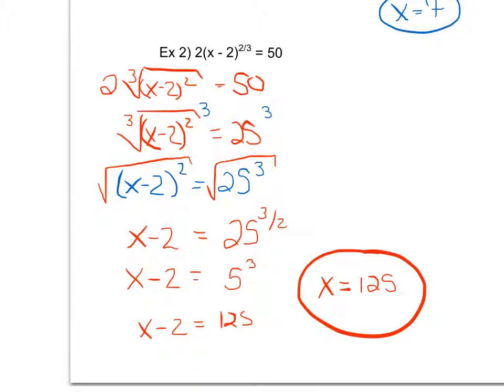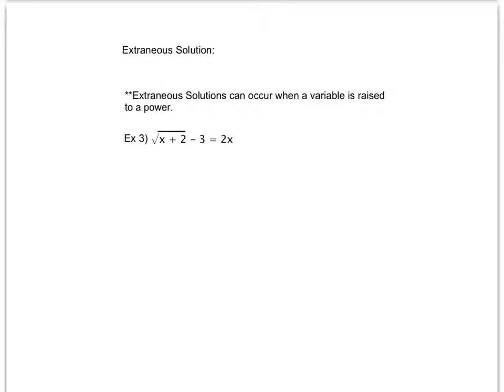Again, I could check this by taking this number, this 127, plugging it in for x, 127 minus 2, square that, cube root it, multiply it by 2, I should get 50. I do not have to check it on this one. Looking at example 3, you'll see when we do have to check it.